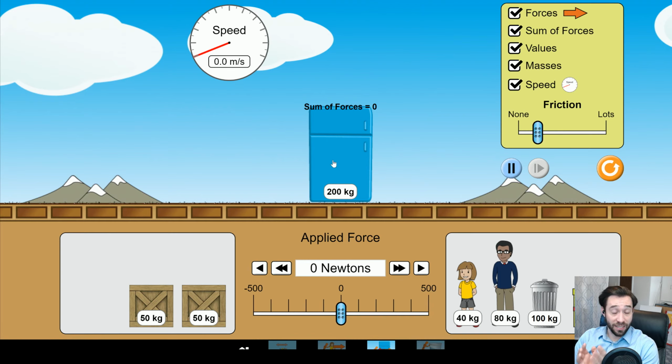Kinetic friction takes something that's already moving and makes it go to rest, or tries to make it go to rest. It tries to oppose motion. That's the biggest difference between the two.